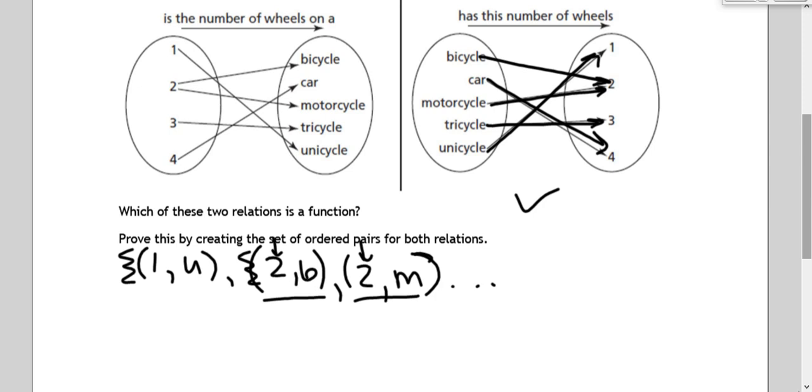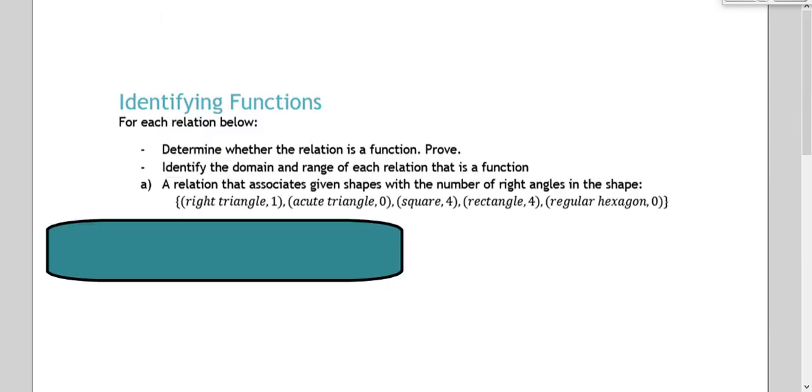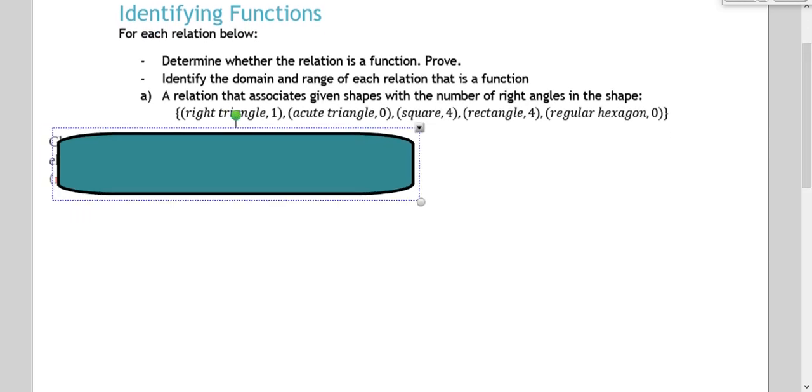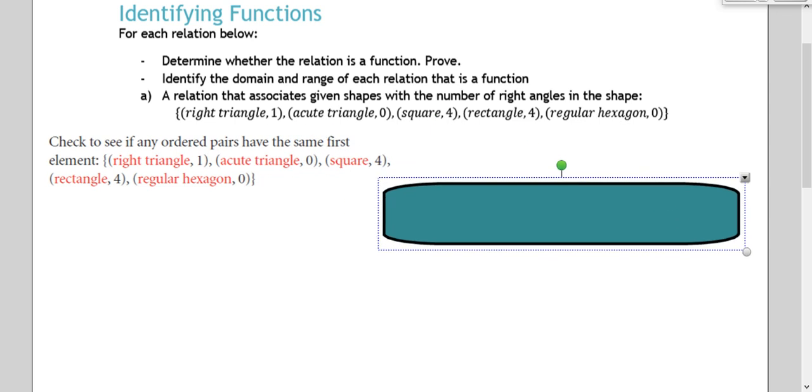If I want to identify functions, determine whether the relation is a function. So we are looking to see if each x value, each independent variable, has exactly one dependent variable it associates with. So if we look at this one here, check to see if any of the ordered pairs have the same first element. So we have right triangle, acute triangle, square, rectangle, regular hexagon. So this one is a function.